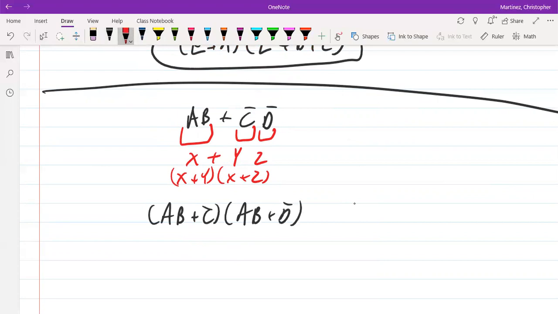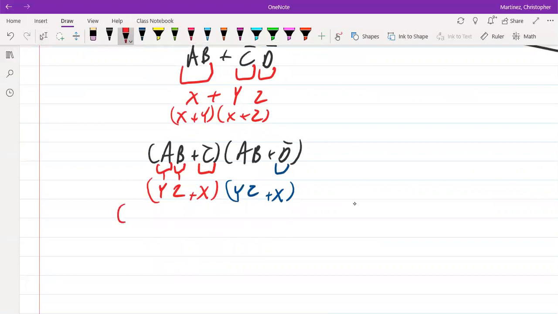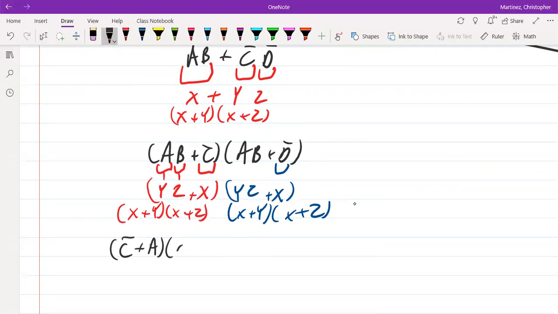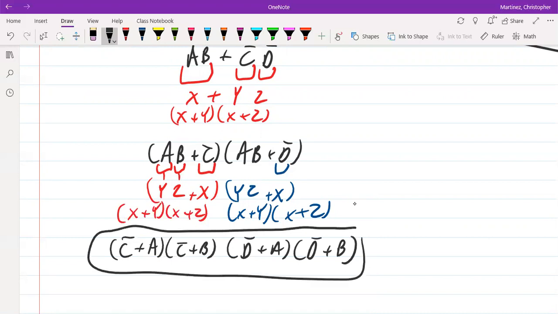And now inside here, I'll take C bar to be X. I'll take A to be Y, B to be Z. And then in blue, I'll do the same thing over here. I'll take D bar to be X, A to be Y, B to be Z. That gets expanded as X plus Y, X plus Z. So I'll substitute in. In red, C bar is X, so it's C bar plus A, C bar plus B. And then in the blue, D bar is X, so it's D bar plus A, D bar plus B. And that will be our product of sums. All right, so that's the two different forms that we have. And a lot of times we're going to try to get our final answers into one of these forms.